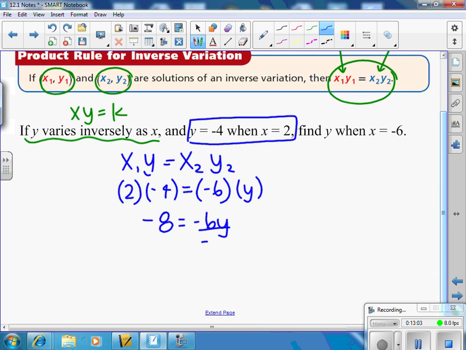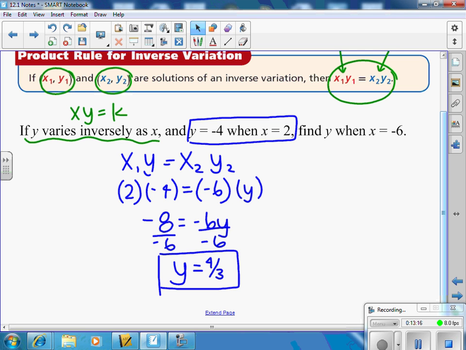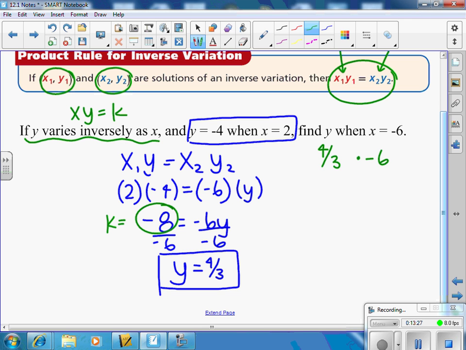Divide both sides by -6. And then let's simplify this. We end up with y equals a positive number, 4/3. And then you can always double check to make sure that you did this right. We said back here that k had to be -8. So make sure k is -8 if you use 4/3 times -6. And if you multiply those together, you definitely get -8.